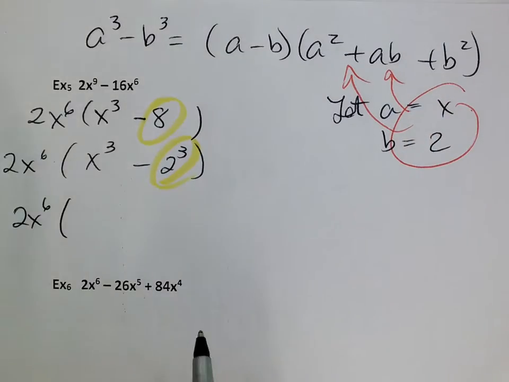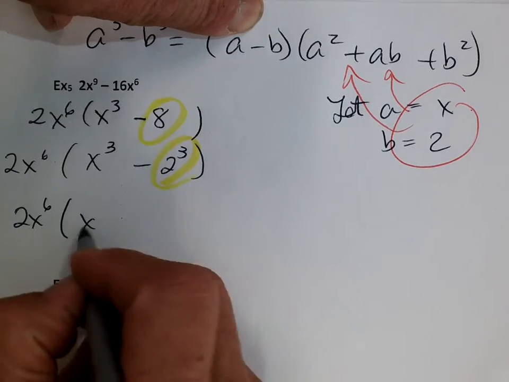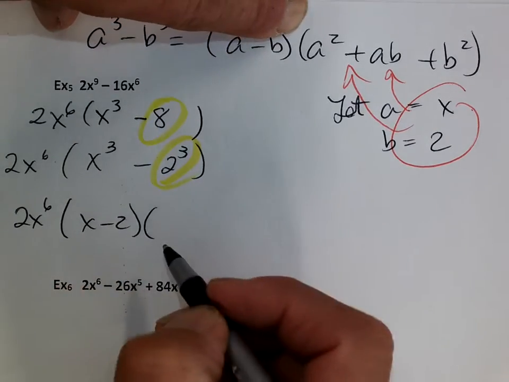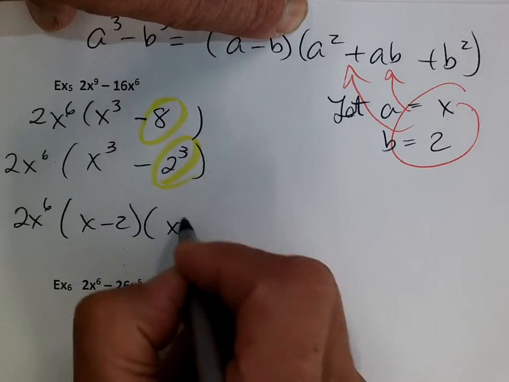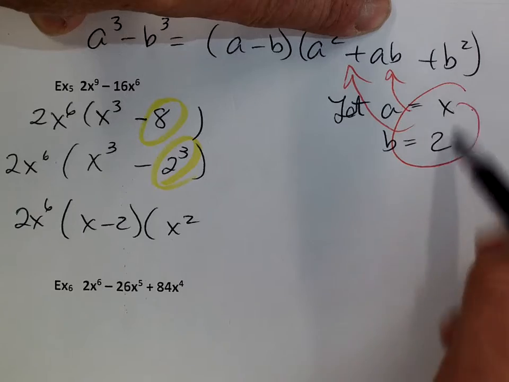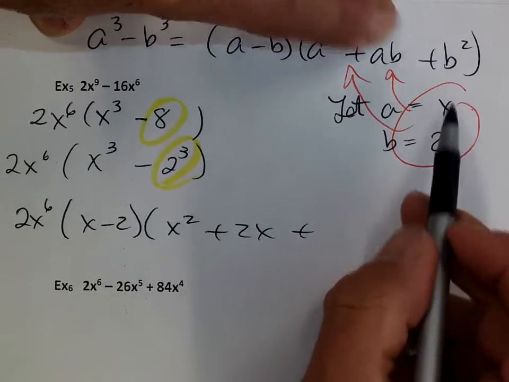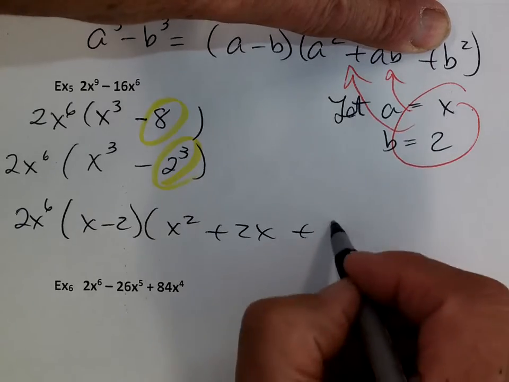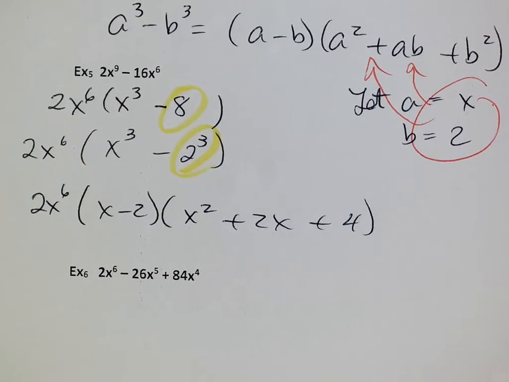All right, so my answer is going to be a minus b. Well, that's going to be x minus 2 times a squared. Well, a is x, so x squared plus ab. Well, that's going to be 2 times x, or plus 2x, plus b squared, or 2 squared, which is 4. And that is my completely factored answer. Okay?